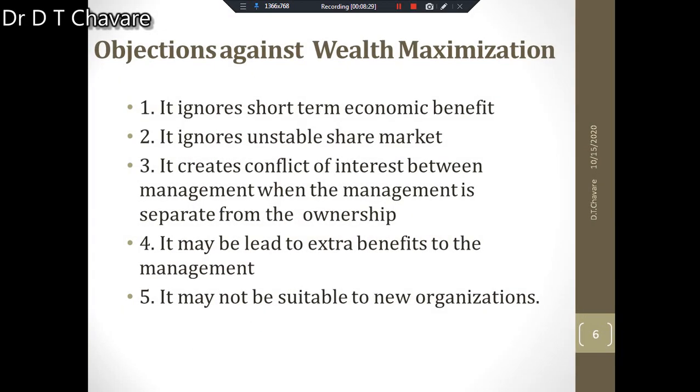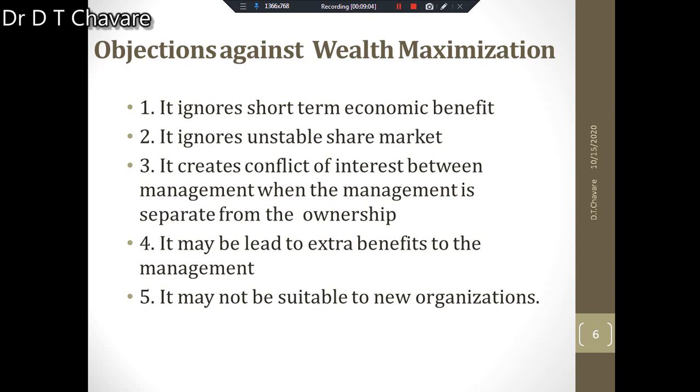Now, what are the objections against wealth maximization? Those objections also we have to consider here in detail. First objection is that it ignores short-term economic benefit. It means that when any organization gives stress on wealth maximization, at that time that organization ignores short-term economic benefit. Then the second objection is that it ignores unstable share market. Whatever instability there may be in the share market, such instability is also ignored by such an organization.